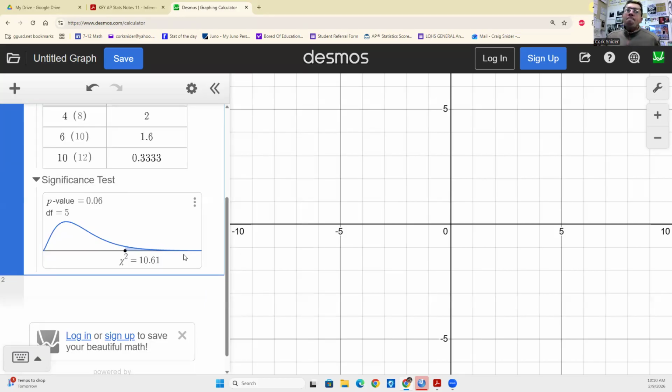There we go. That is the entire note packet. This blue one, if you're looking at me in the corner there, is the entire note packet for chi-square goodness of fit, which is not a part of the 27 test, but is a part of the 26 test.